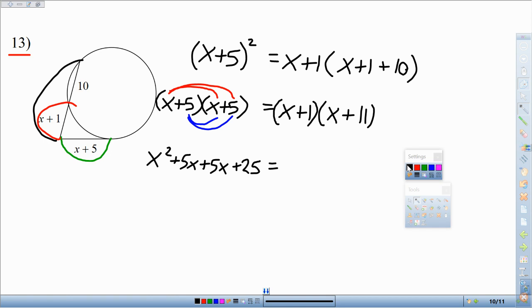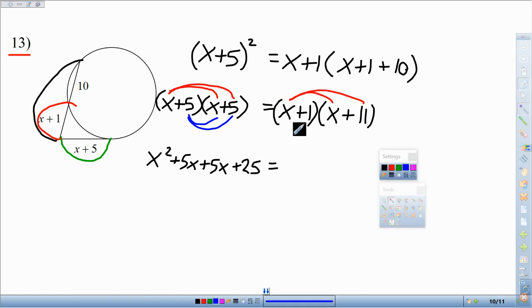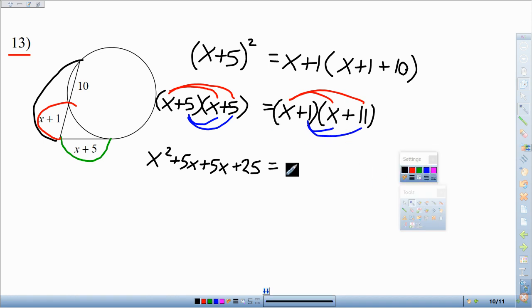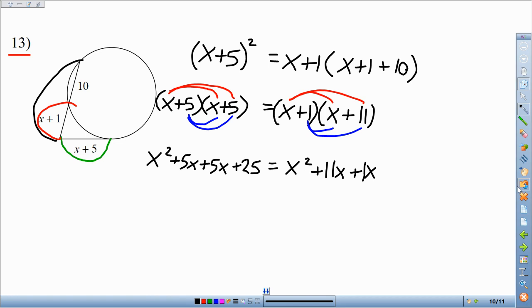Over on the right, same idea. We're going to distribute the x, and then we'll also distribute the 1. X times x is x squared. X times 11, positive 11x. Distribute the 1. 1 times x is a 1x. You can write it as 1x or just x, however you want to do that. And then 1 times 11 is 11.